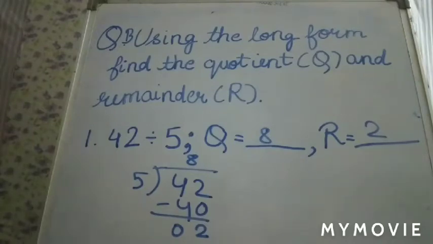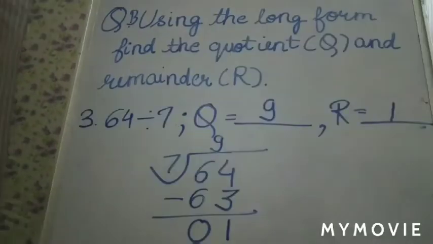So we will not take 5 nines are 45 because 45 is greater than 42. So we will take 5 eights are 40. Now you have to subtract 40 from 42. So you will get 2 as the remainder. So you can see on the board that the quotient Q is 8 and the remainder R is 2.